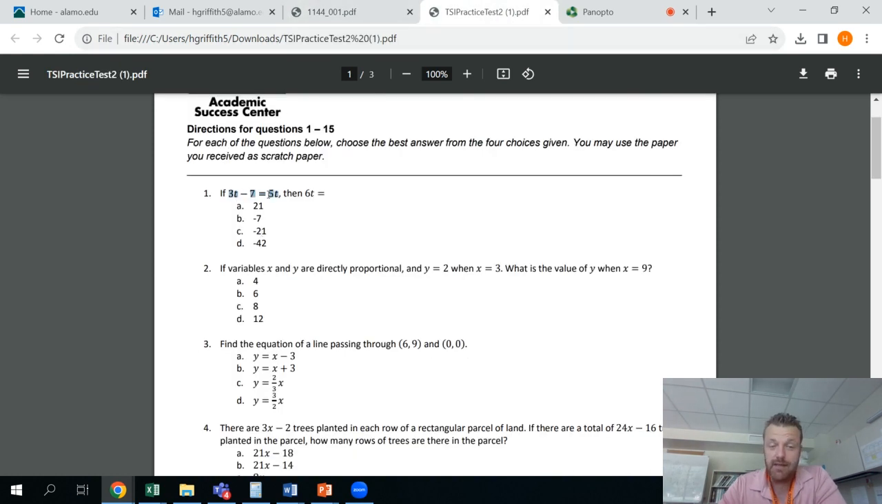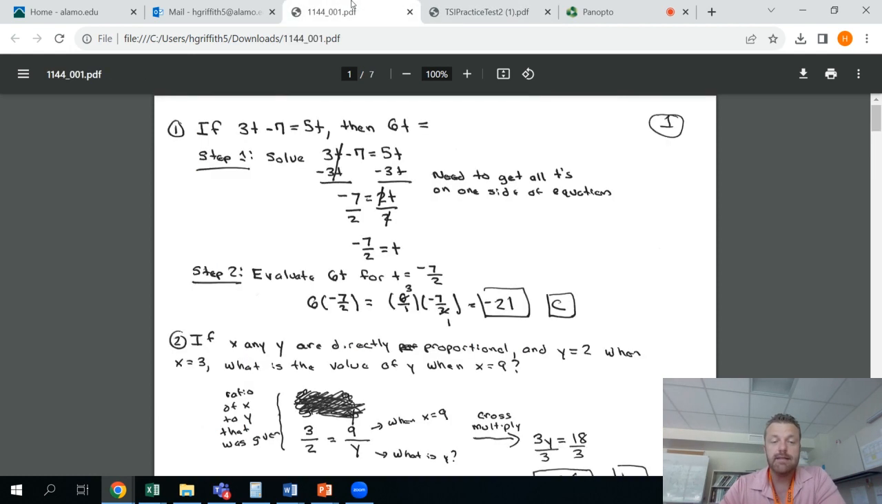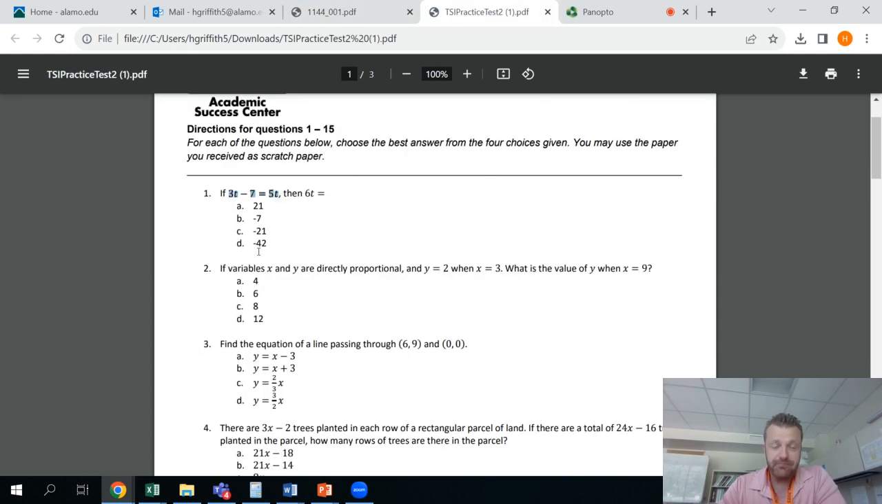Solve for the value of t that makes the equation true, and then evaluate 6 times t. So let's look at question 2 now. If variables x and y are directly proportional and y equals 2 when x equals 3, what is the value of y when x equals 9?